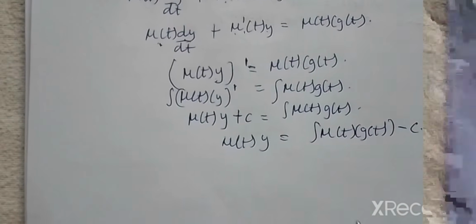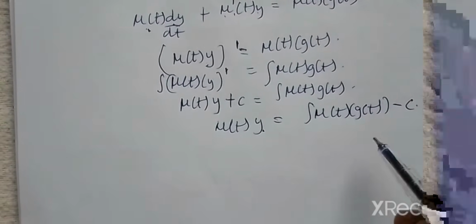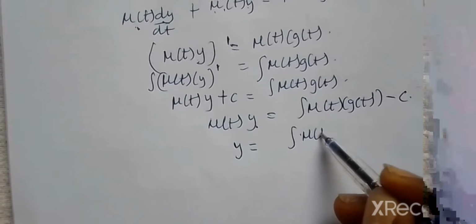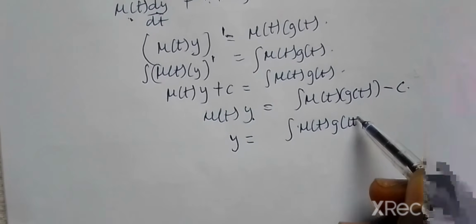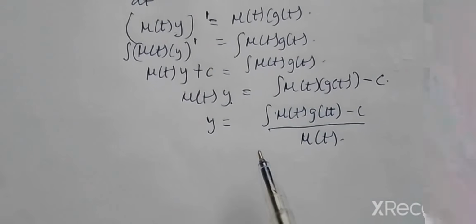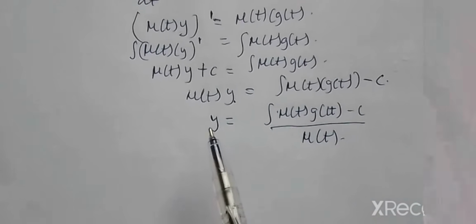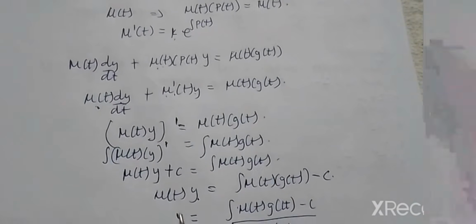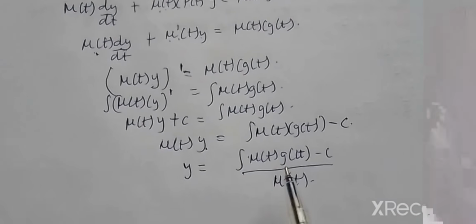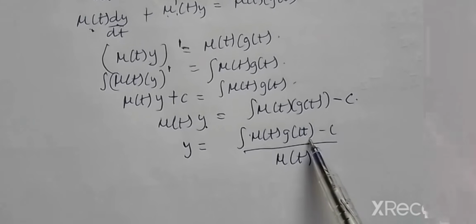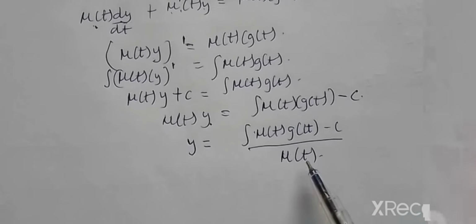So at this point, to find y, what do we do? We make y the subject. So our y becomes the integral of mu of t g of t minus c, all over mu of t. So this is the general form of our solution for finding the first order linear differential equation. So y is equal to the integral of mu of t multiplied by g of t minus c, all over mu of t.